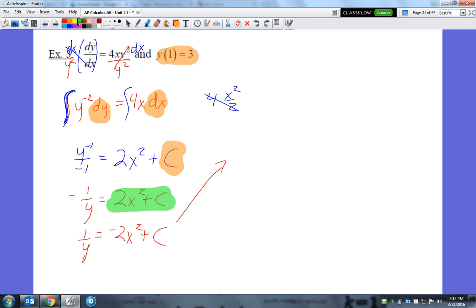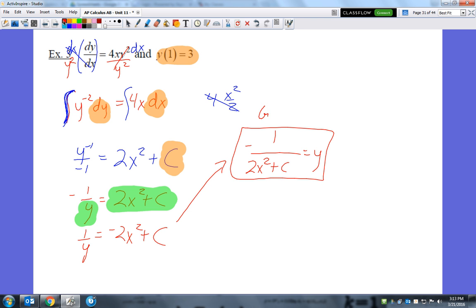You can do that, or you can just know that those two will flip. Okay, so all you're doing is multiplying both sides by y and dividing both sides by 2x squared plus c. I'm just going to skip that step because you should be able to do that by now, and I could have negative 1 over 2x squared plus c is equal to y. This right here is, again, the general solution.